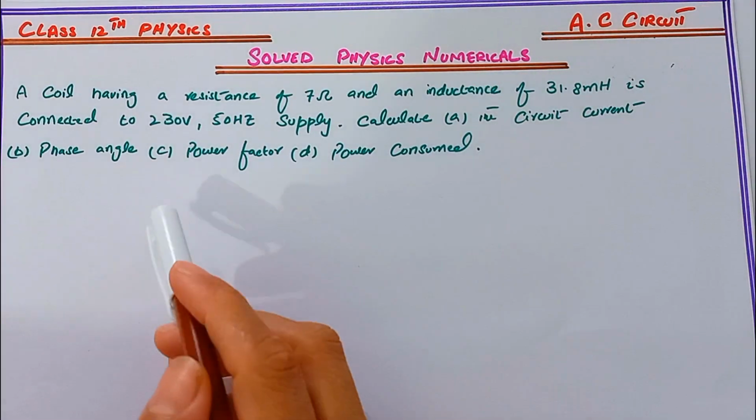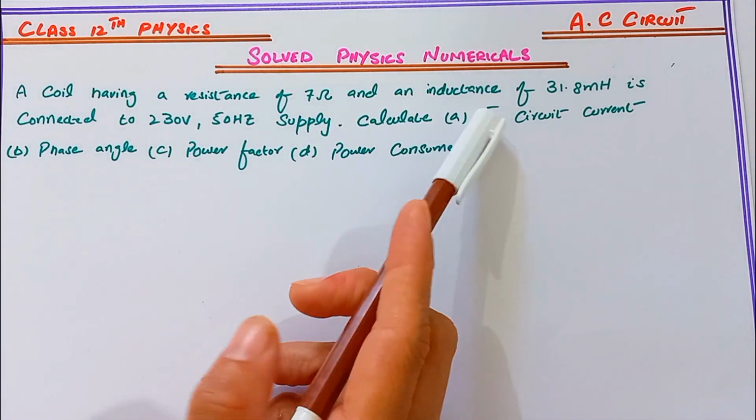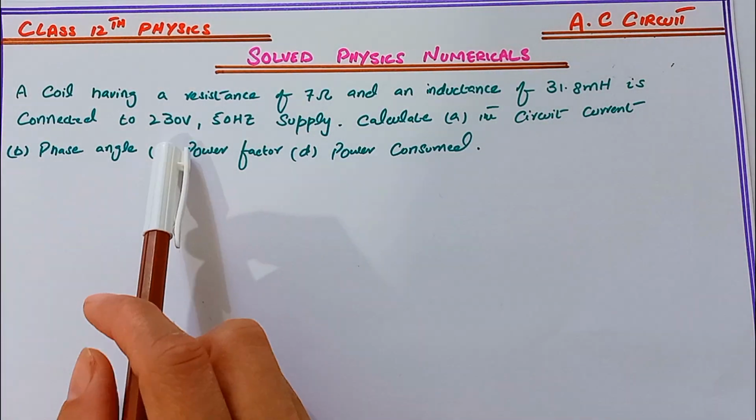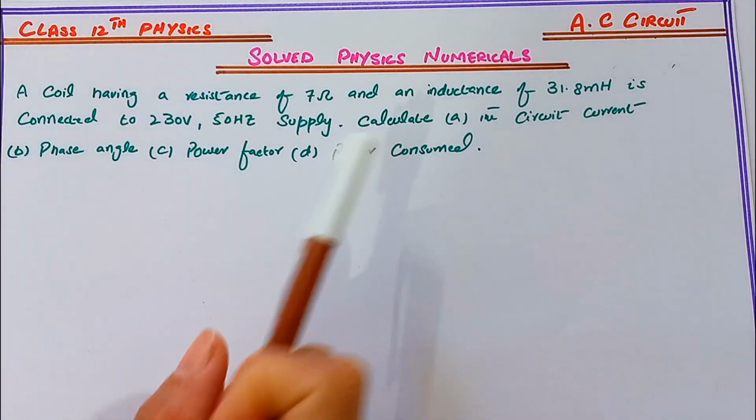Here we discuss the numerical that is related to the chapter AC circuit. Numerical that is given: a coil having a resistance of 7 ohm and inductance of 31.8 millihenry is connected to a 230 volt AC power supply of frequency 50 hertz. Calculate the circuit current, phase angle, power factor, and power consumed.